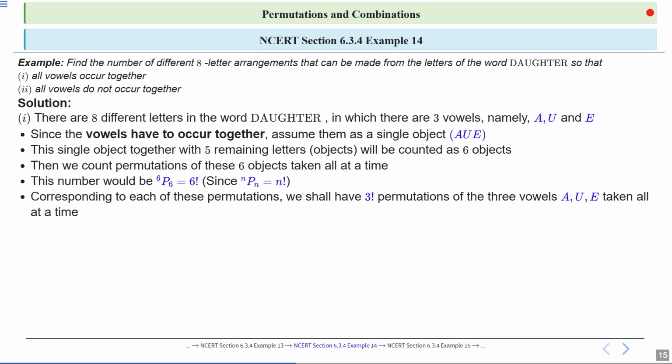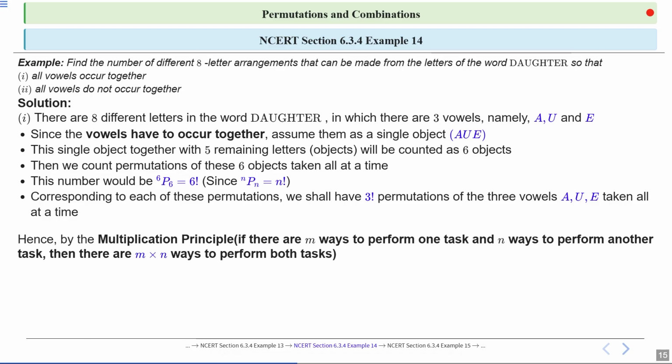So, students, here we will get the number of different 8-letter arrangements that can be made from the letters of the word daughter, so that all vowels occur together. For that, we will apply the multiplication principle. If there are m ways to perform one task and n ways to perform another task, then there are m into n ways to perform both tasks together.